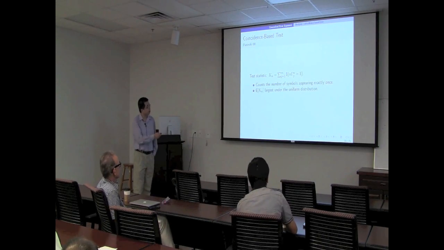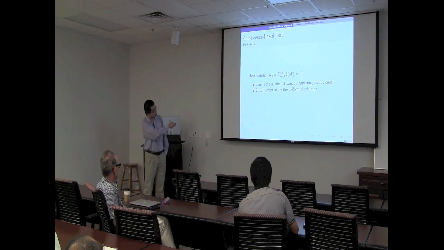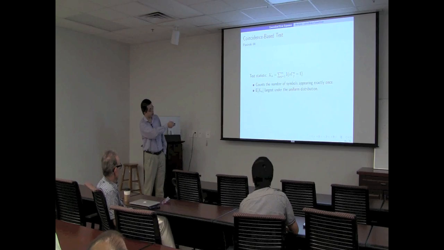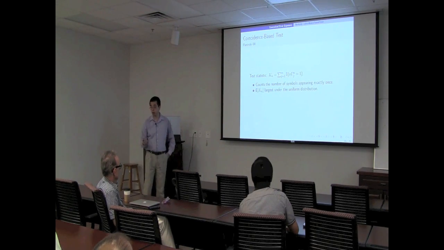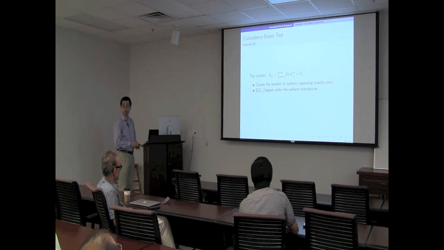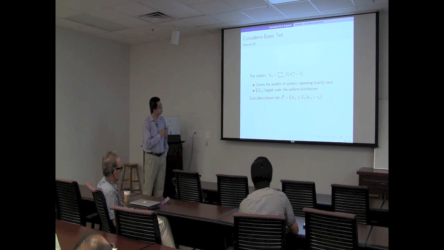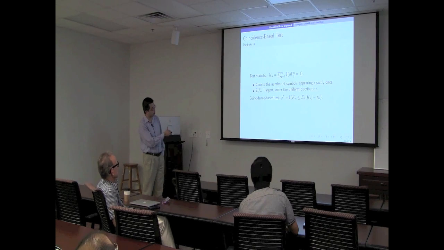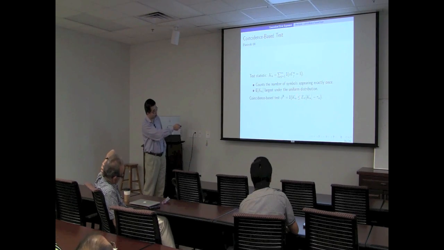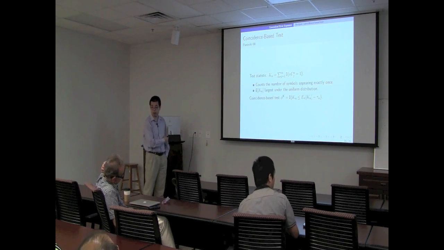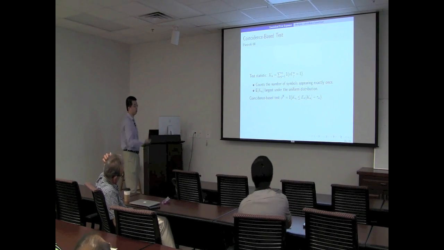And you can show that if you look at the coincidence-based test, the statistic is largest under a uniform distribution. So then you can compare this coincidence-based statistic to a threshold. And remember, because it's largest under a uniform distribution, you check whether it's smaller than a certain threshold. That decides in favor of the alternative.